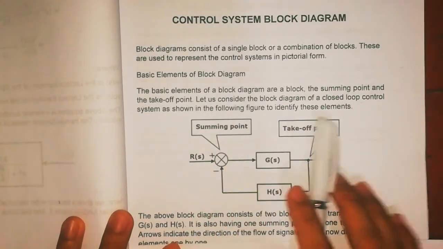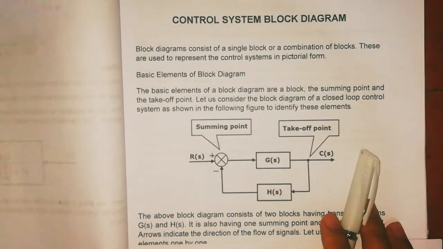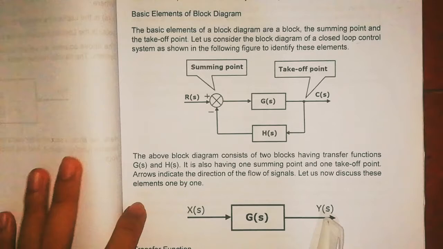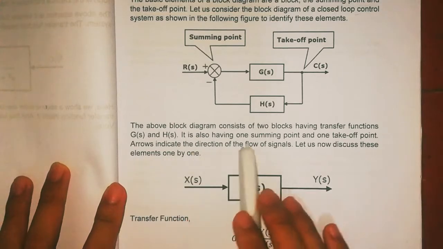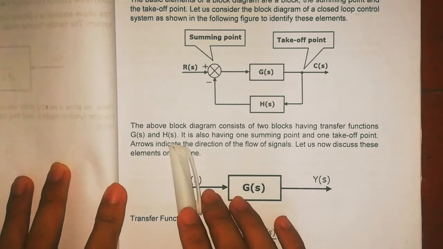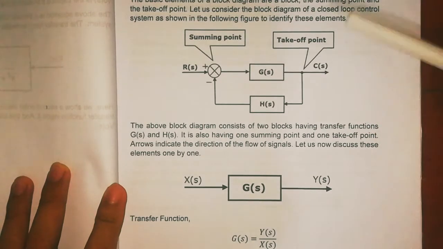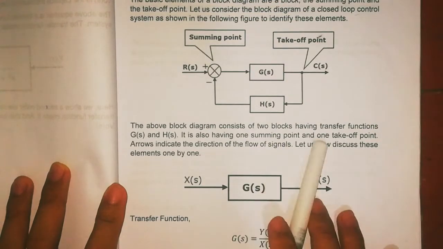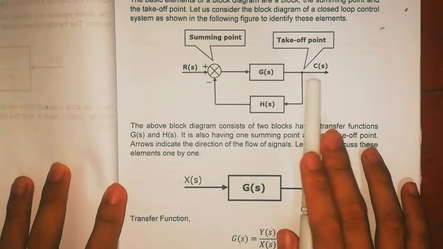Let us consider the block diagram of a closed loop control system as shown in the following figure to identify these elements. The above block diagram consists of two blocks having a transfer function of G(s) and H(s). So ito yung two block. Ang transfer function is nakalagay lang na G(s) saka H(s), and it also having one summing point and one takeoff point. So summing point ito and yung takeoff point is ito.